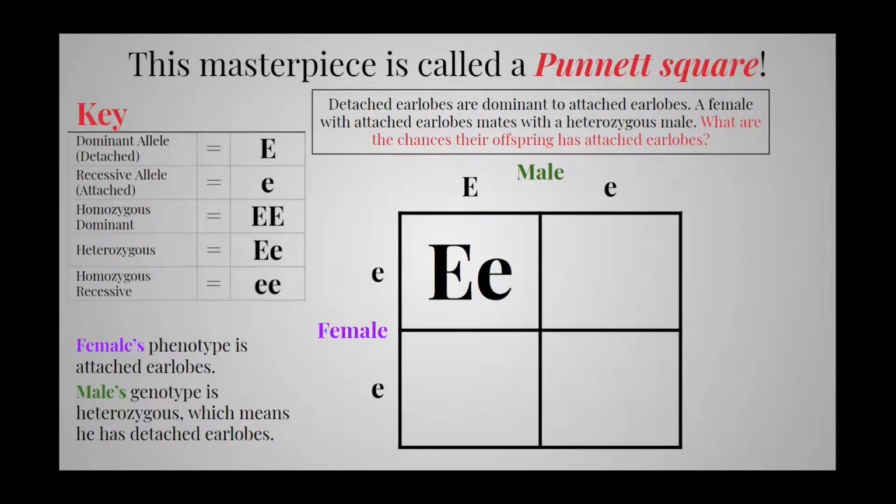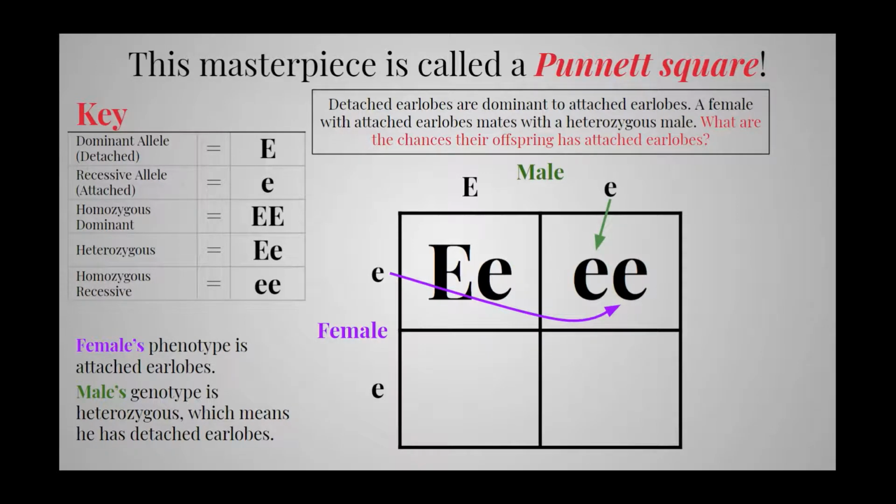Next, I'm going to move to the box in the top right. I've got a lowercase e from the male that's going to drop down, a recessive allele, and I've got a lowercase e from the female that's going to swing over, also a recessive allele. So it's going to look like that. This gives me a genotype that is homozygous recessive. Same, homo meaning same, and recessive meaning lowercase. So at this point, hopefully you're getting the swing of things.